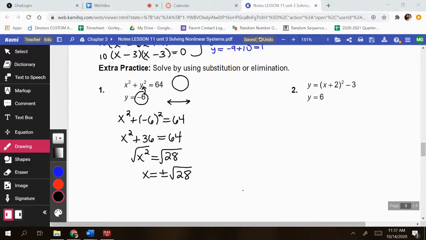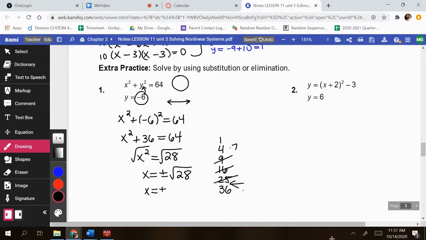Let's list our perfect squares. We have 1 squared, 2 squared, 3 squared, 4 squared, 5 squared, 6 squared. And 28 would fall in between 25 and 36. It is not divisible by 25. It is not divisible by 16. Is 28 divisible by 9? No. Is 28 divisible by 4? Yeah, 4 times 7 would be 28.